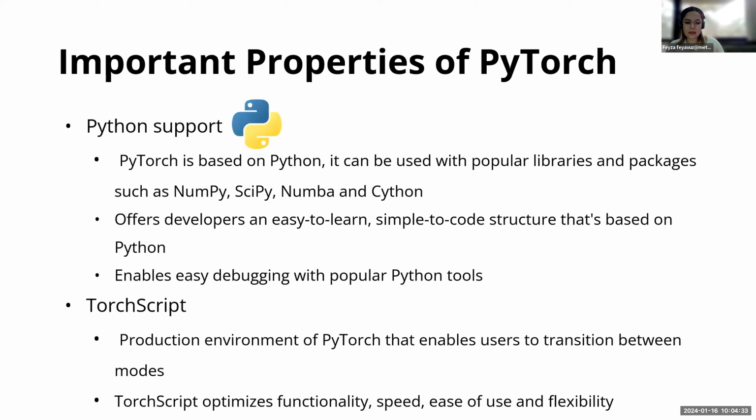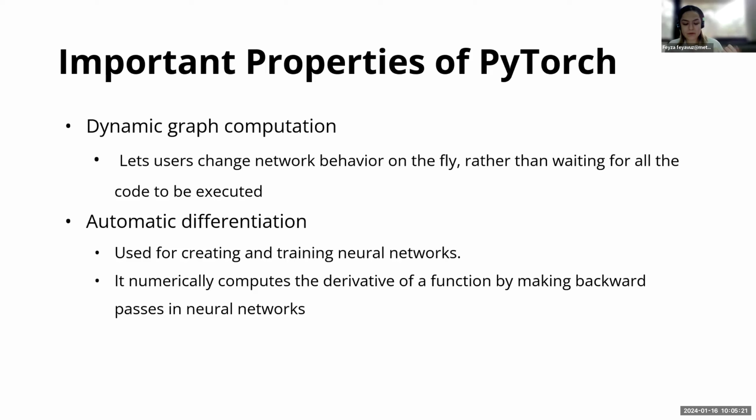The other aspect is TorchScript. TorchScript is about production environments in our applications or maybe even in our web applications. And TorchScript provides a functional and flexible environment for production with PyTorch. And we can say that PyTorch enables dynamic graph computation, which means it lets us change the network behavior on the fly, and we do not need to wait for all of the code to be executed.